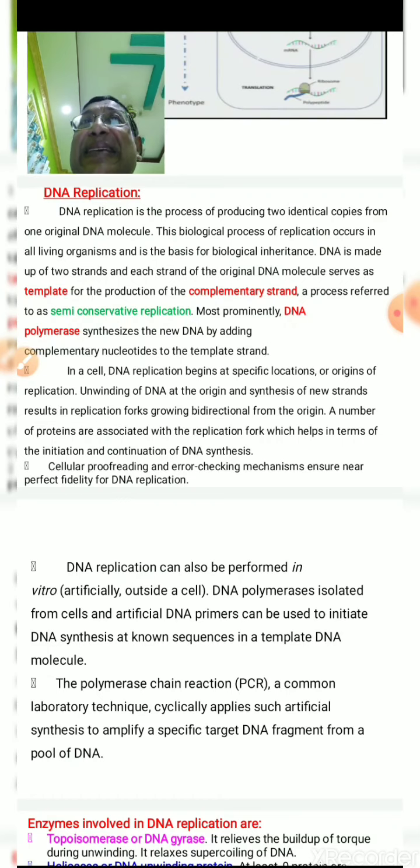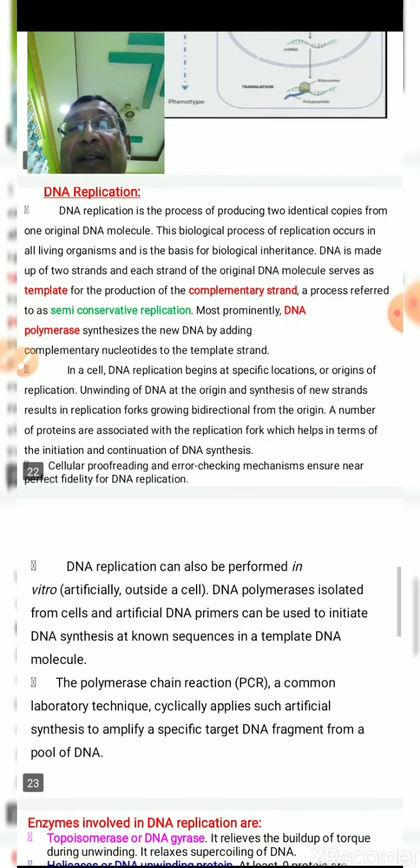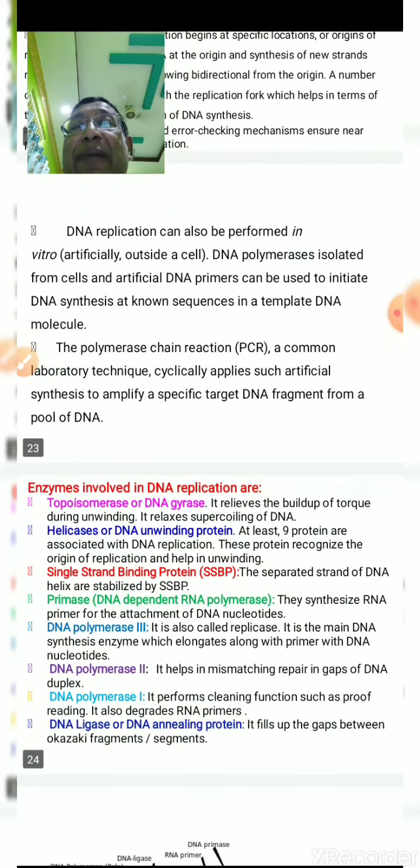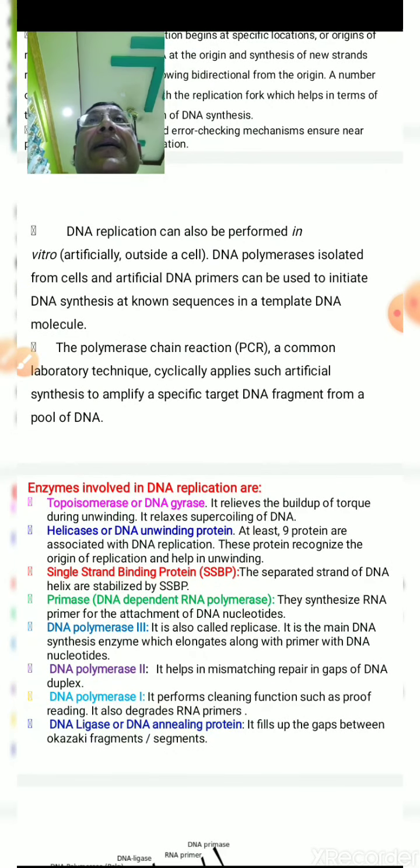In a cell, DNA replication begins at a specific location or origin of replication. Unwinding of the DNA at the origin and synthesis of the new strands results in the formation of the replication fork, growing bidirectionally from one origin. A number of proteins are associated with the replication fork, which help in the initiation and continuation of DNA synthesis. Cellular proofreading and error-checking mechanisms also ensure perfect fidelity for DNA replication. Everything is there in this master molecule. So it is continuing. DNA replication can also be performed in vitro, that is, artificially outside the cells.